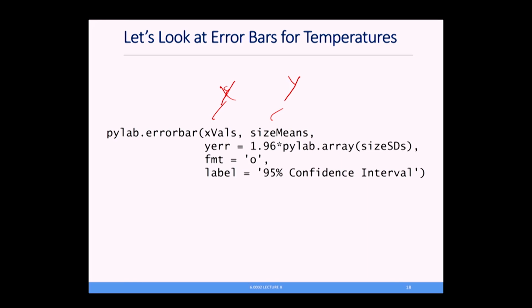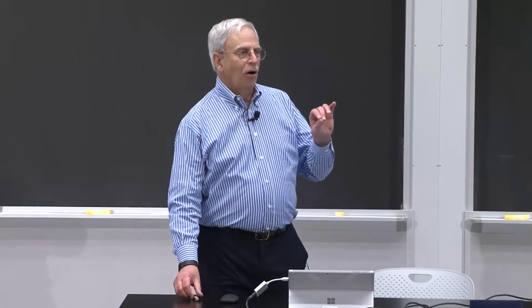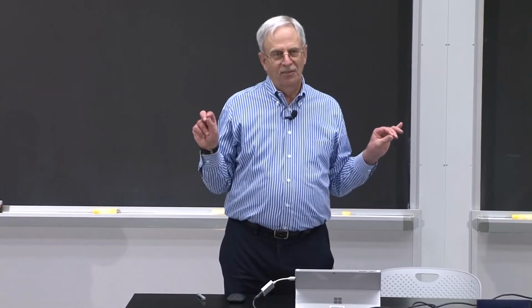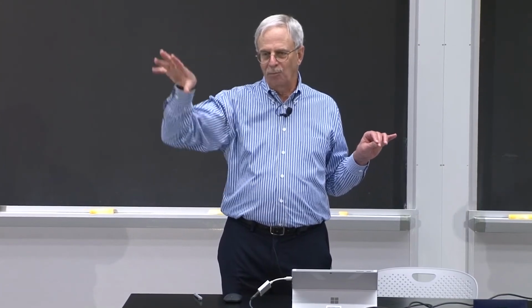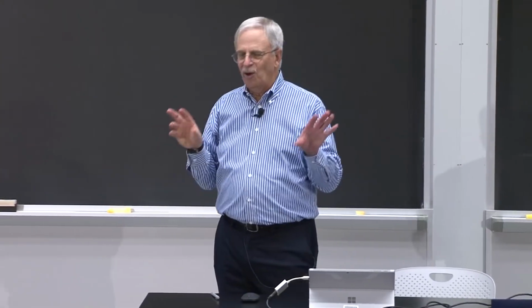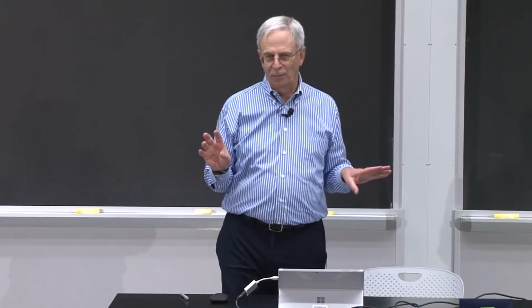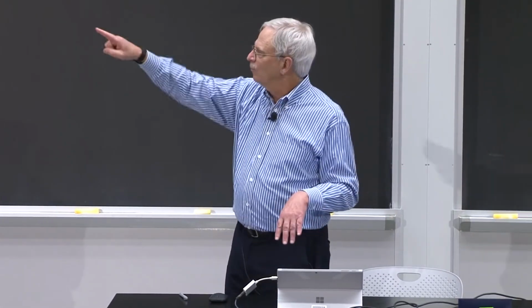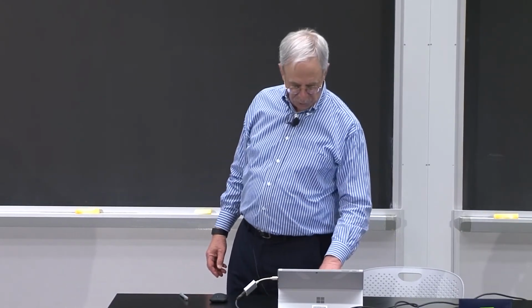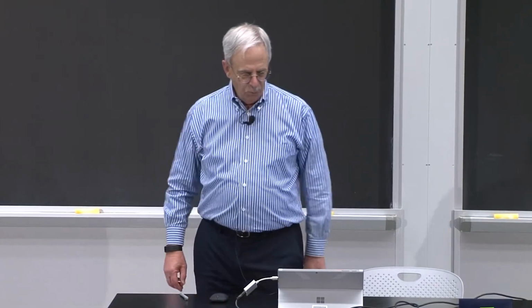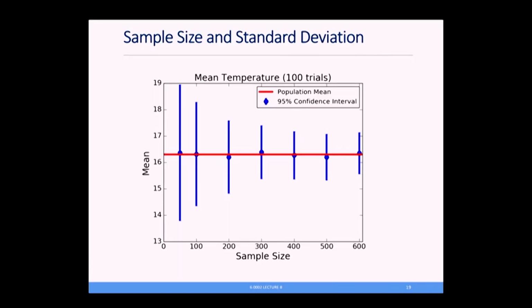And then I can say the format, I want an O to show the mean, and then a label. FMT stands for format. Errorbar has different keyword arguments than plot. You'll find as you look at different ways, like histograms, bar plots, and scatter plots, they all have different available keyword arguments, so you have to look up each individually. But other than this, everything in the code should look very familiar to you. And when I run the code, I get this.